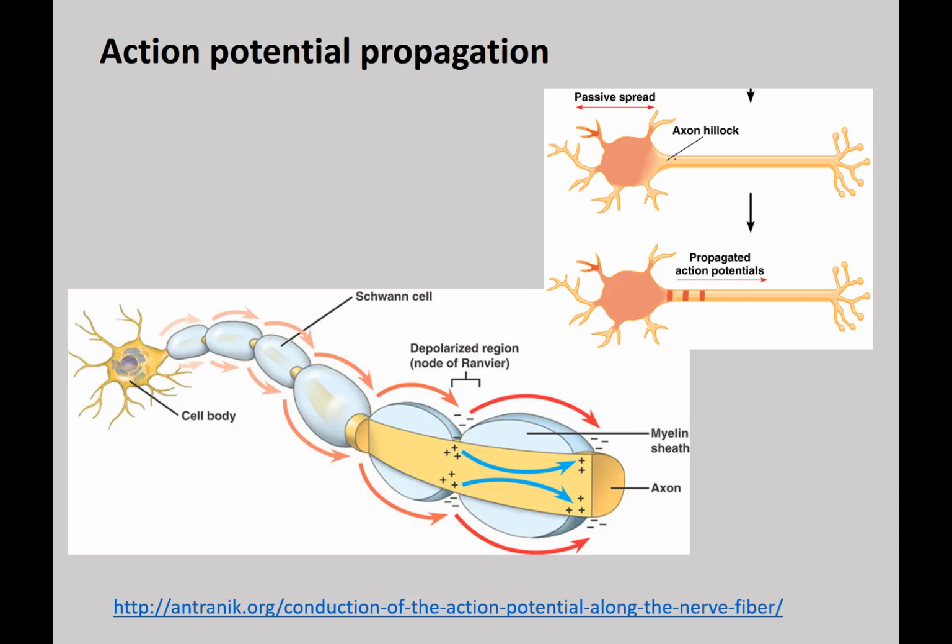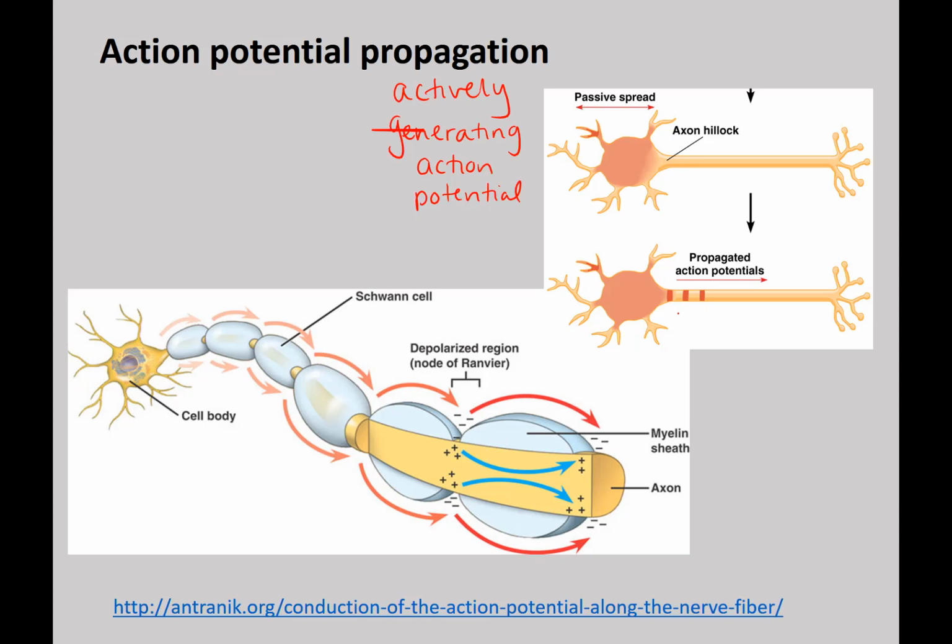So we've hit the axon hillock. We are now propagating. So now it's actively generating action potentials. Okay, so now we're going to get that high level of depolarization and the whole cycle of repolarization.